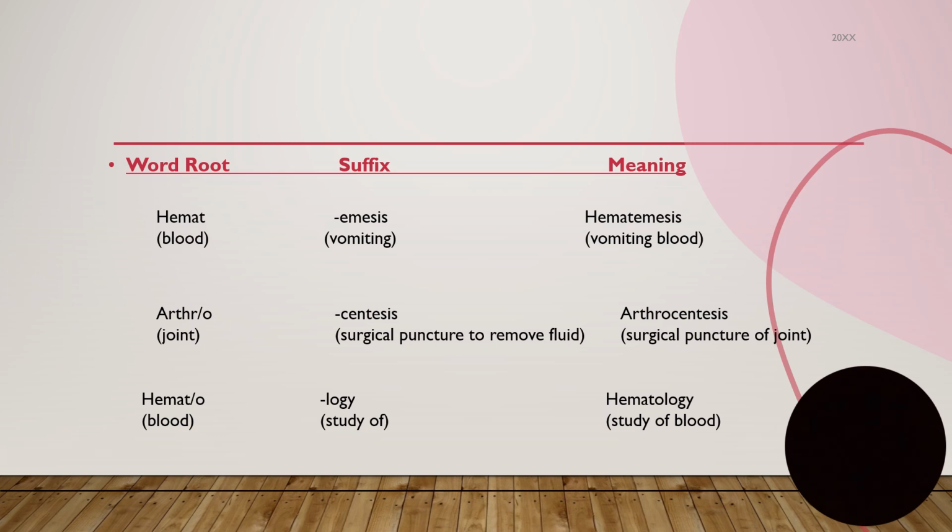Now I want to talk to you about suffixes in medical words. A suffix is added to the end of a word root or combining form to change its meaning. A suffix can begin with a vowel or with a consonant. So a few examples I have here. The word root is hemat, which means blood. The suffix emesis means vomiting. Put the word root and the suffix together, you get hematemesis, vomiting blood.